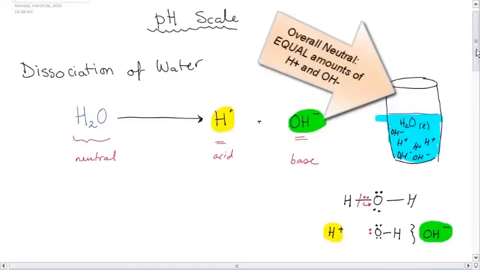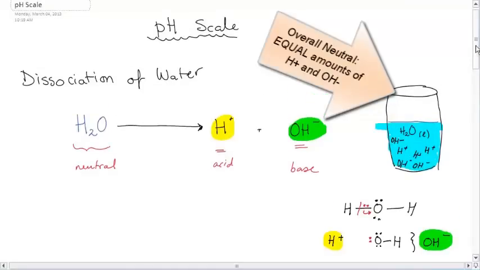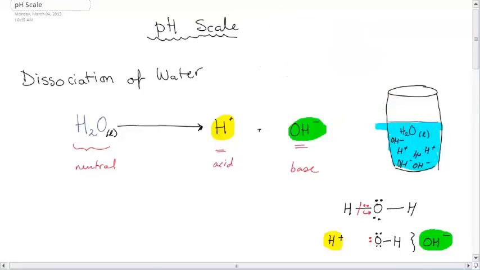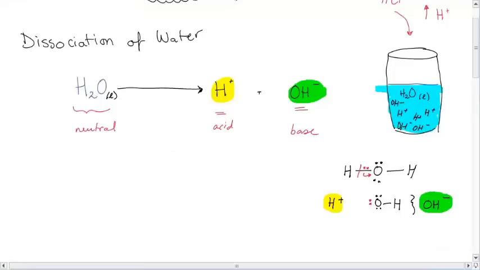But that changes once I add an acid or a base. So for example, right now, here's a glass of water. Most of it is H2O in liquid form, but it will have some hydrogen ions and some hydroxide ions. That said, if I were to pour in some HCl, which is hydrochloric acid, I'd be increasing the number of hydrogen ions. And at that point, the sample would have more hydrogen than hydroxide, and that would make it an acid.